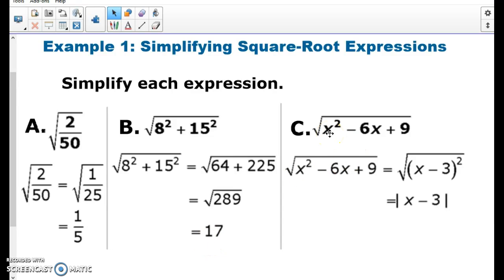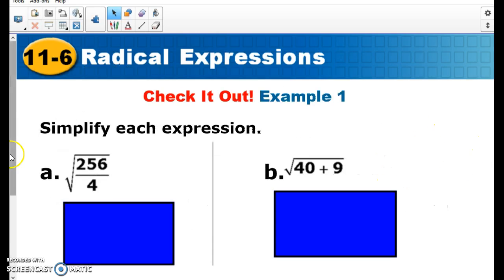C is probably one of the harder ones. You only have a few of these. It's x squared minus 6x plus 9, which if we factor that, we end up getting x minus 3 squared, which, like I said, if we get something that's squared under a square root sign, we have to put in absolute value bars.